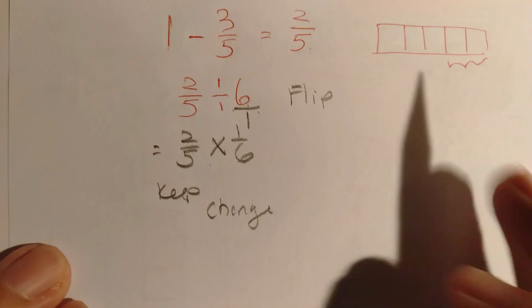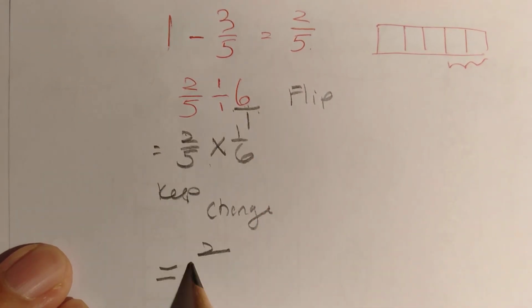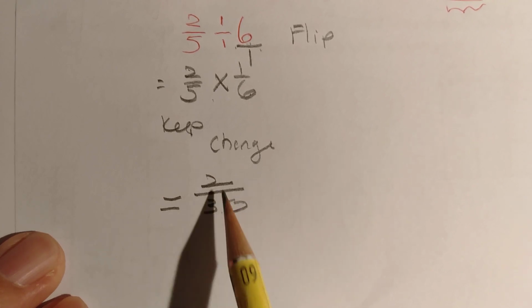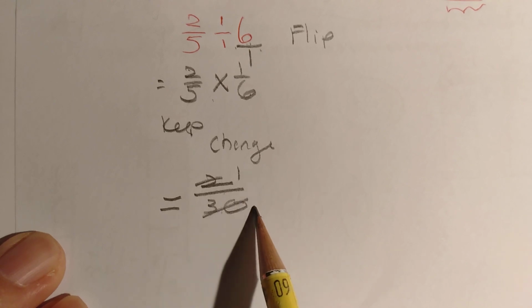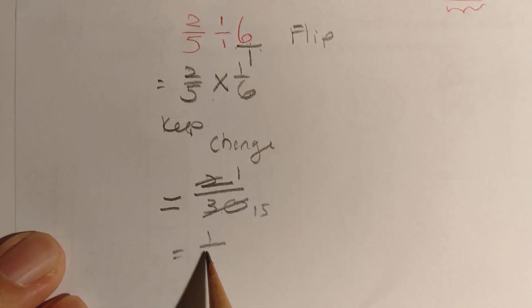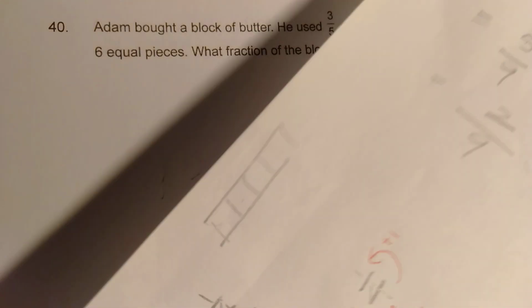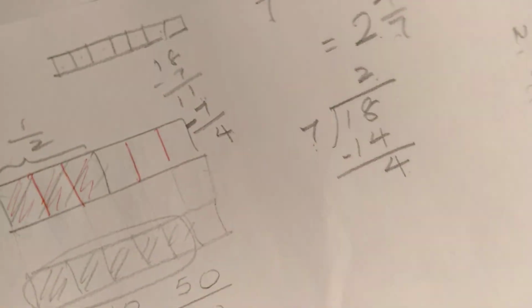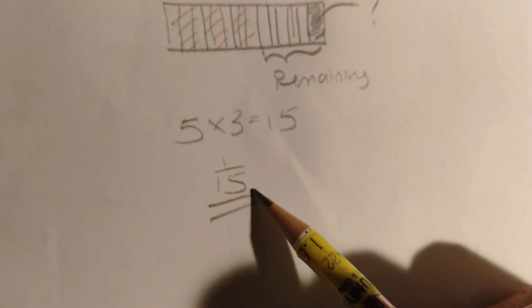There are two ways you can do this. Some of them will do it this way: 2 times 1 is 2, 5 times 6 is 30. Then they'll simplify this. 30 is in the 2 times table. I divide 2 by 2, I get 1. I divide 30 by 2, I get 15. I have 1/15, which is exactly the same answer as before. I can find it somewhere on my model, here: 1/15.